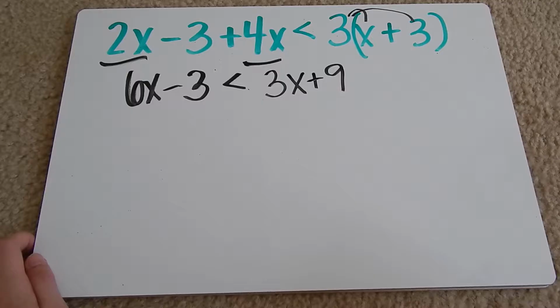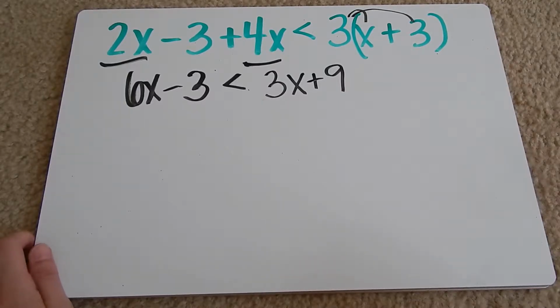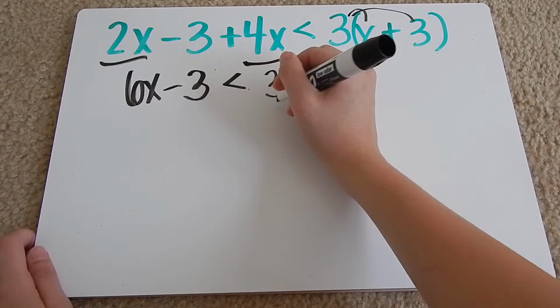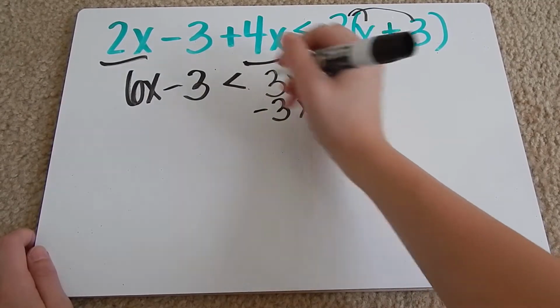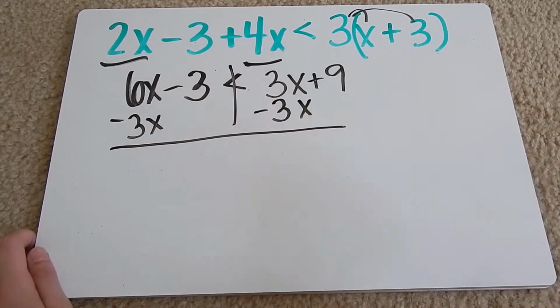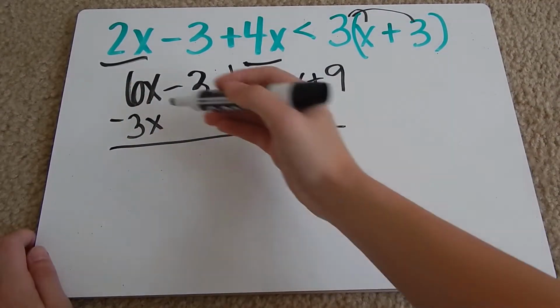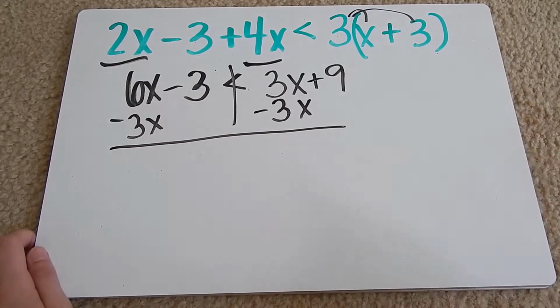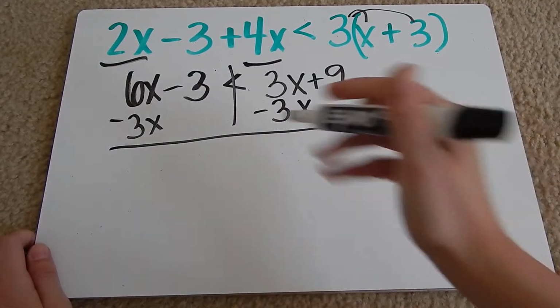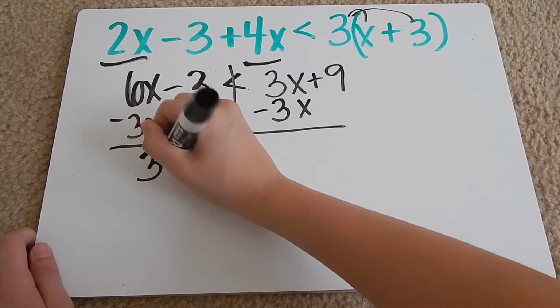Now that I have all the distribution, all the combining out of the way, I want to get all of the x's to one side. So I'm going to move the x's from the right-hand side over to the left. This is a positive 3x, so I need to subtract 3x. Notice how I'm subtracting the 3x from the 6x because those are like terms. So then actually subtract. 6x minus 3x is 3x.